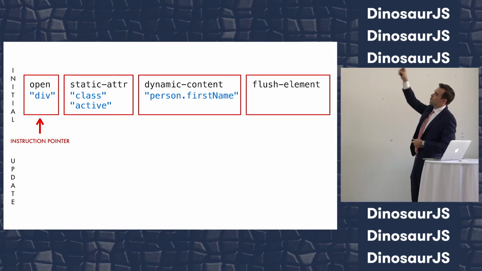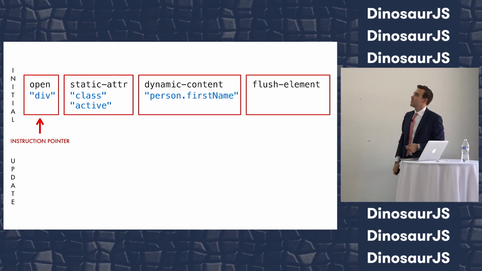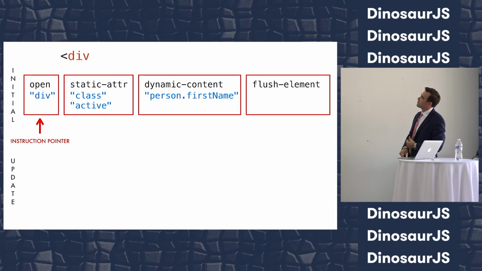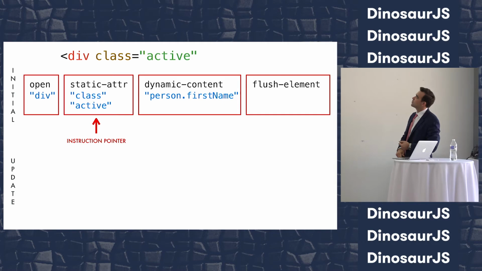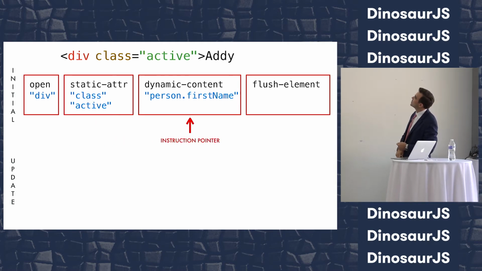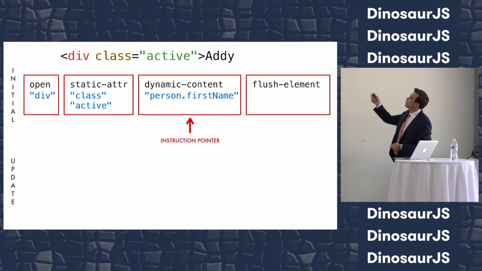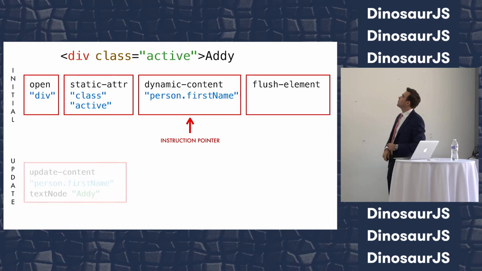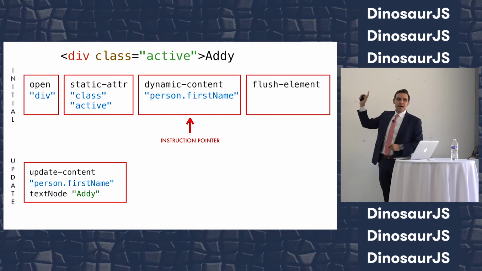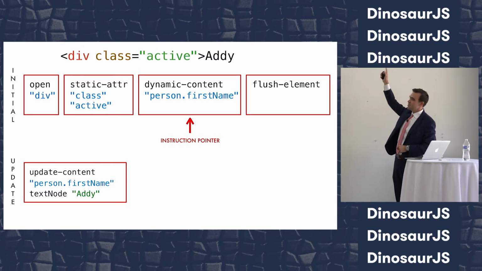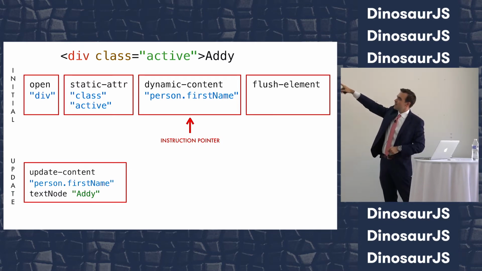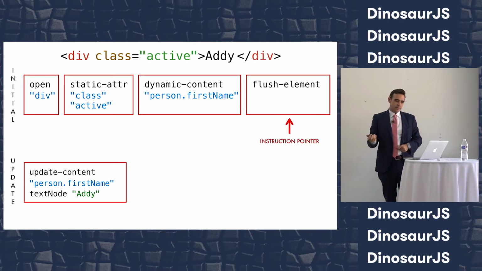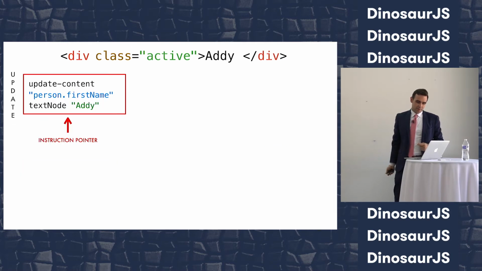So this is our initial program along the top. We're going to start running this on the VM again. We have this instruction pointer that tracks where we are in the program. So we're going to open the div. We're going to add a static attribute again. But now, this time, we're going to add some dynamic content. We're saying pull the value from person.firstname and put that as a text node into the DOM. And at the same time, that opcode, in addition to updating the DOM, also has now generated the first opcode in our updating program. Now we get to flush element, which again puts it into the DOM, and now we're done.